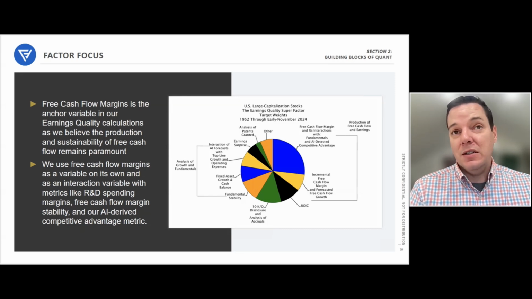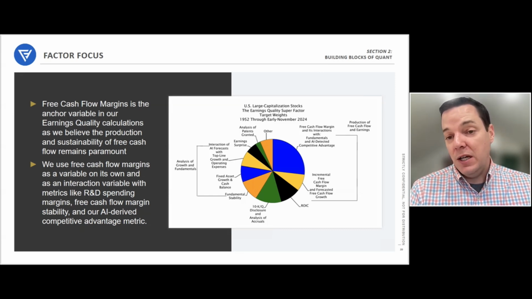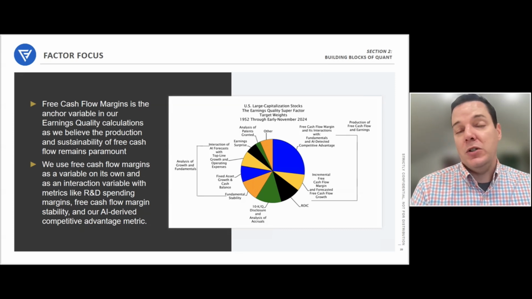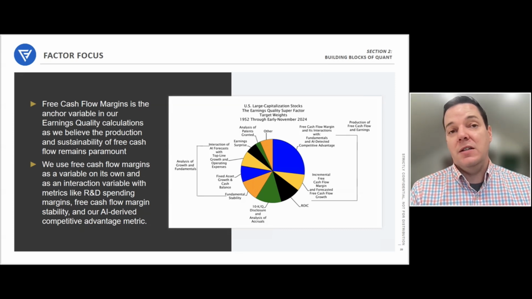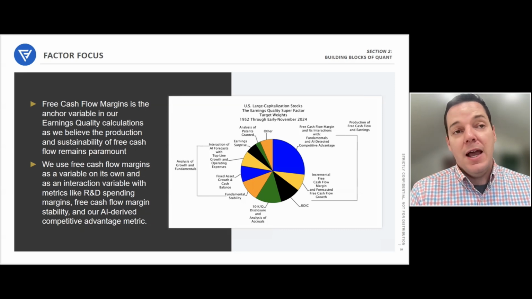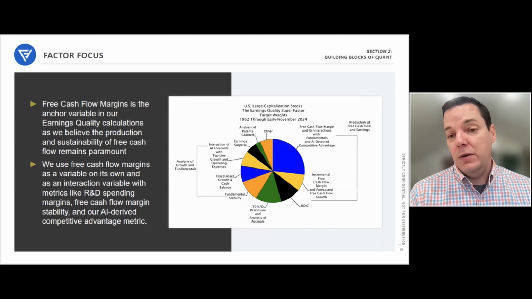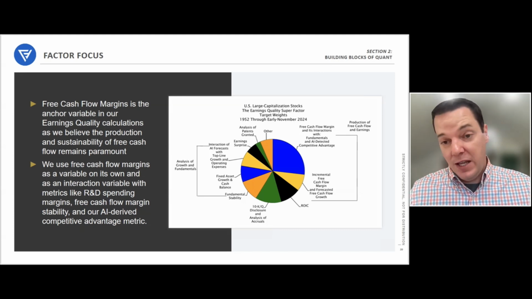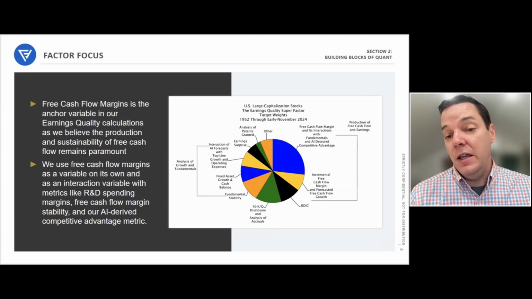We also look at things like R&D spending margins as complementary variables to free cash flow margins. That gives us a really good sign that this is a company that is in a great business today. That's why they have higher margins. And they're also investing in the future. They're investing in intellectual capital. And that gives us reassurance that these free cash flow margins are likely to stay the same or maybe rise in the future.